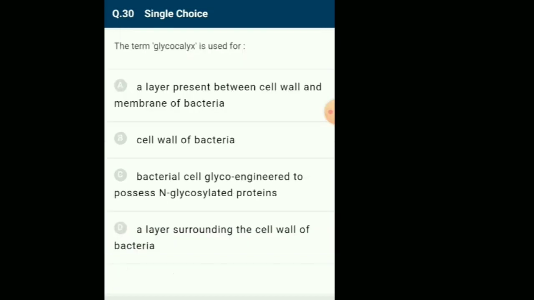Question number 30. The term glycocalyx is used for. Bacteria is surrounded by a three-layered envelope. The outermost is glycocalyx, followed by cell wall and then plasma membrane. Glycocalyx is the outermost layer of the envelope. It differs in composition and thickness among different bacteria. So the answer for this question is option D, a layer surrounding the cell wall of bacteria.